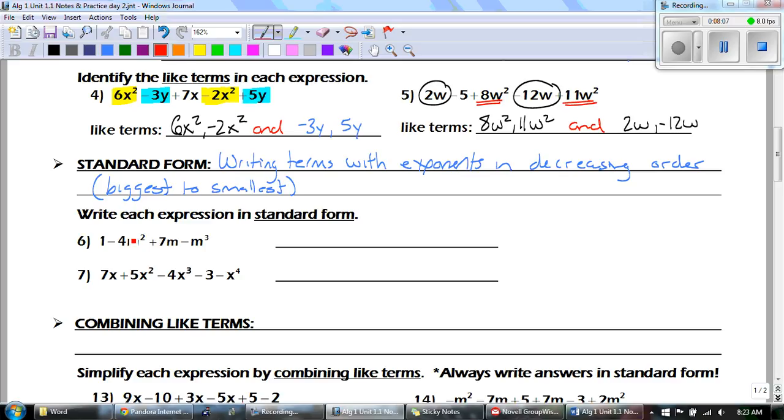Looking at 6, we've got 4 terms, and I'm looking for the highest exponent. My highest exponent is the negative m cubed.